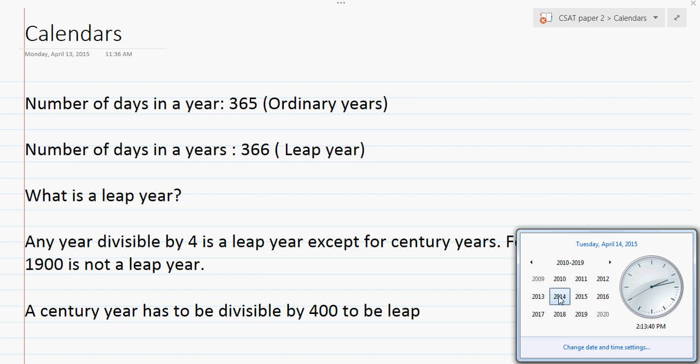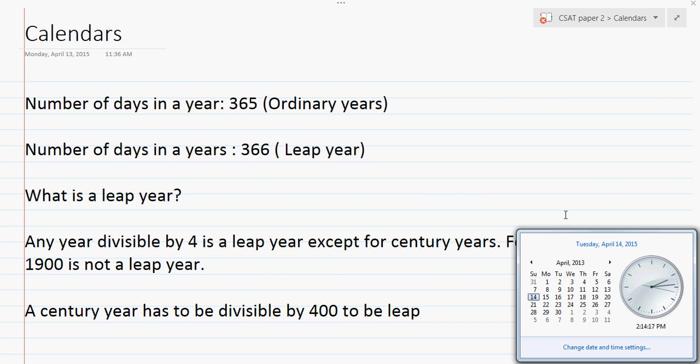Let's look at 2014. So 1st April 2014 was Tuesday, 1st April 2015 was Wednesday, and 1st April 2016 was Friday, right? So let's look at 2013 as well. So 1st April 2013 was Monday. So 2013 was Monday, 14 was Tuesday, 15 was Wednesday, and suddenly 16 was Friday and not Thursday, right?